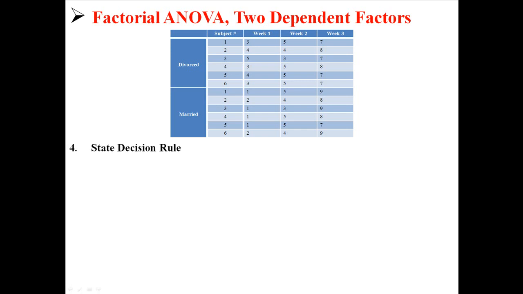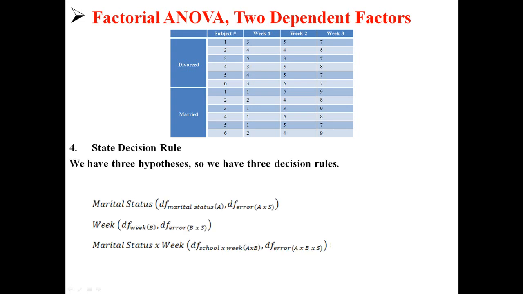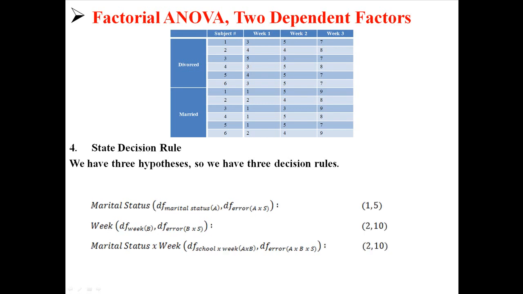Next, we will state our decision rule. Realize we have 3 hypotheses, so we're going to have 3 decision rules. And in order to find these decision rules, we're going to use degrees of freedom for the effect and degrees of freedom for the error. So for marital status, we're going to use 1 and 5. And for week and the interaction, we're going to use 2 and 10.